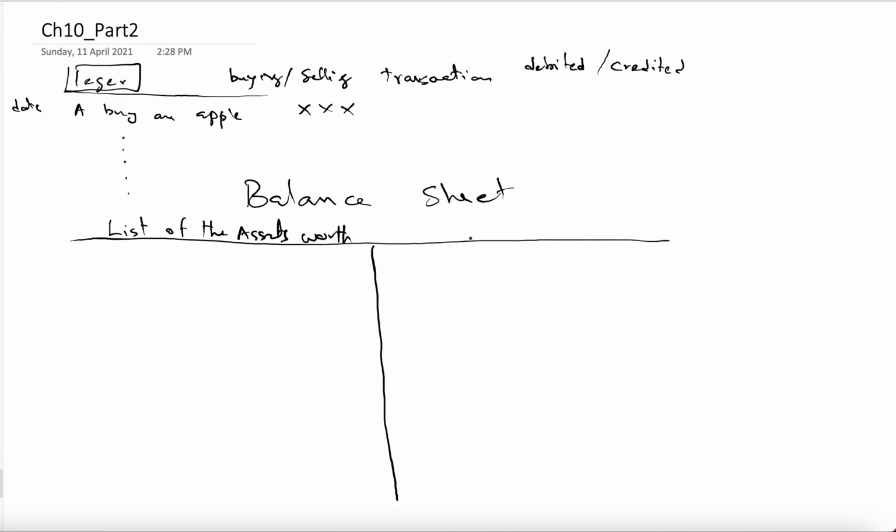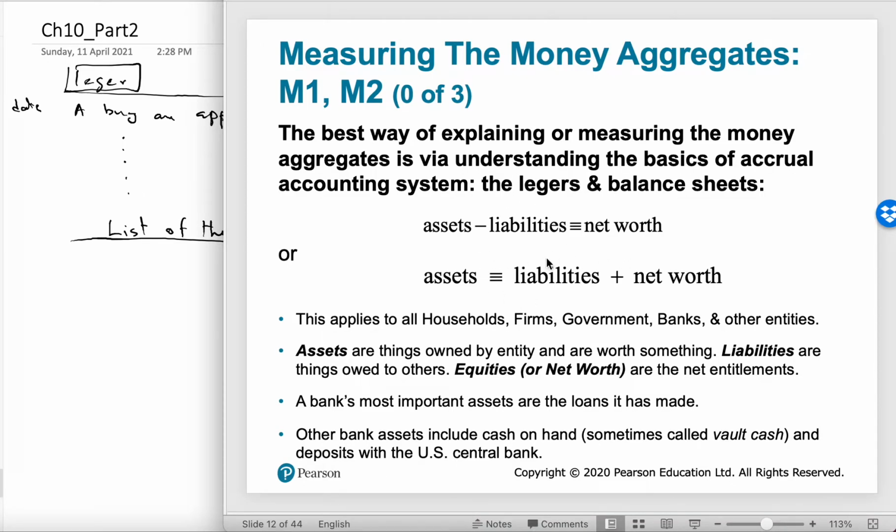And in the right side, we break down how much of the values of the items in this list is basically financed by borrowing from others. So that is the debt, or liabilities. Plus the leftover of the total value minus the liabilities, what is called equity. Equity is the net entitlement, or sometimes it's called net worth. So that is what we have shown in the accounting identity. So assets is always, it's a three-line sign, it's an identity. Assets is equal to liabilities plus net worth.